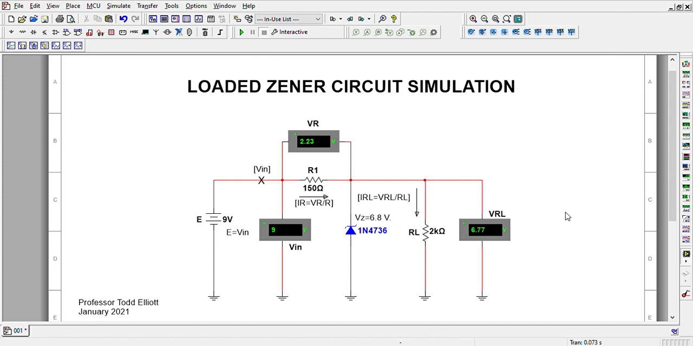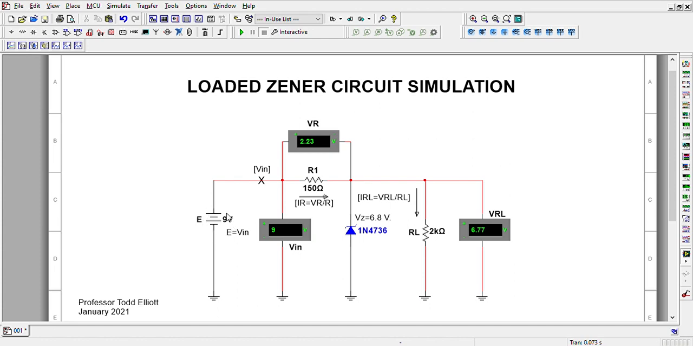Hello, this is Professor Elliott, and in this simulation we're going to take a look at how changing the load resistance varies the Zener voltage.